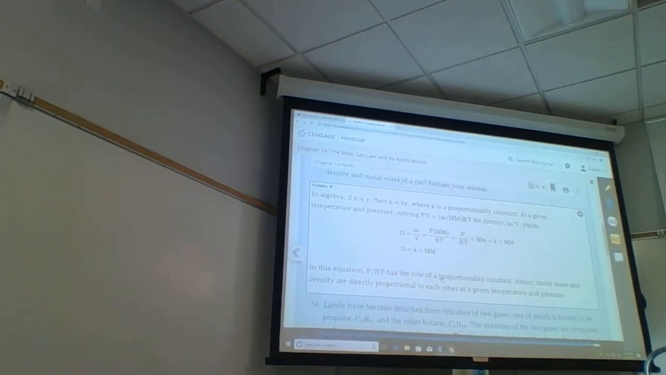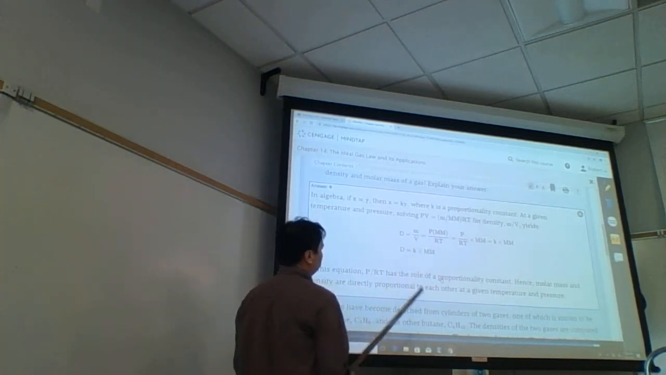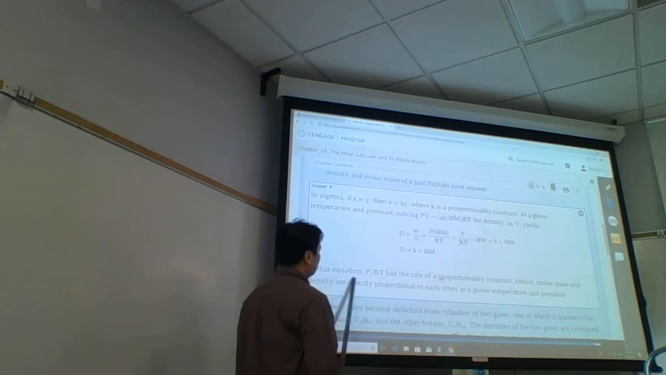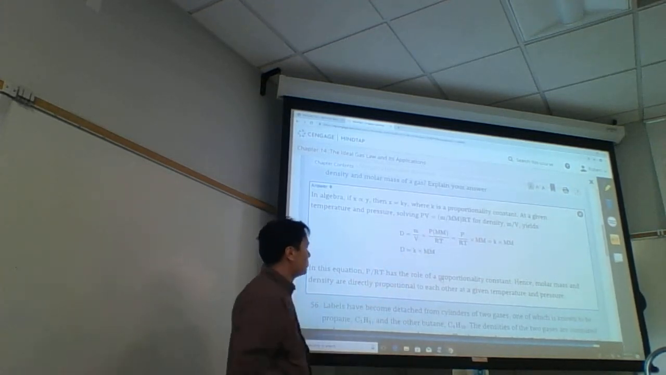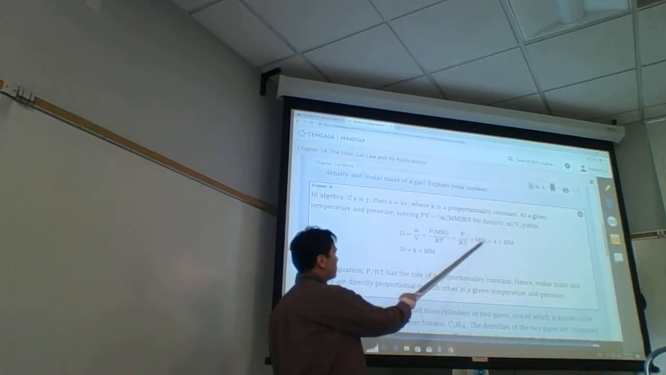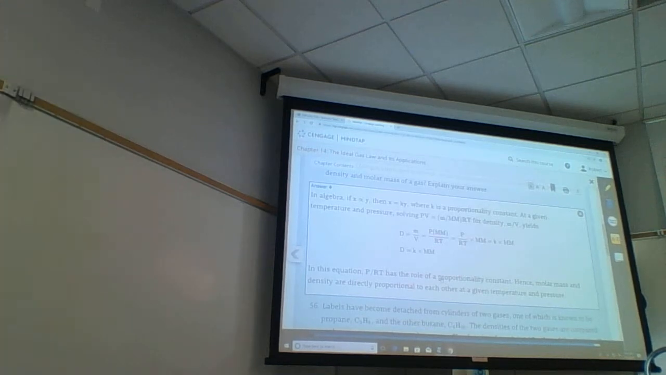Here they're deriving the particular equation. Anyway, we're going to need the pressure and the temperature. So it's molar mass times P over T. It's the density. So we looked at those equations earlier.